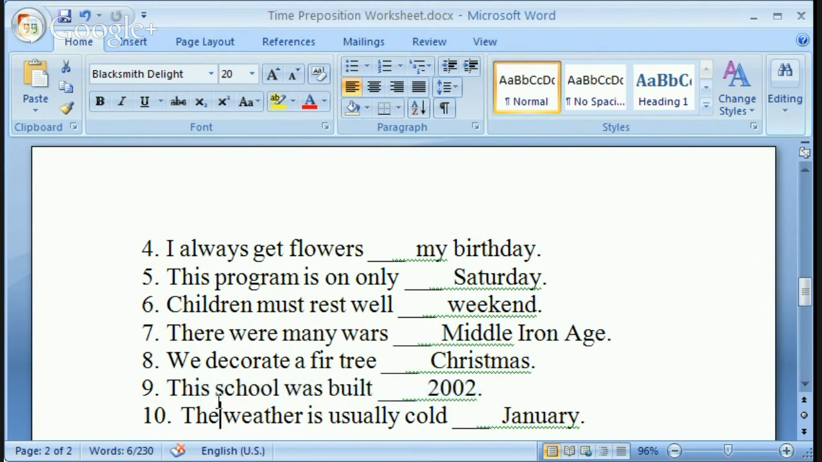And Javier, I caution you to be careful with adding an extra vowel sound in front of school. I know it's escuela in Spanish, but it's school. Be careful with words in English that start with S. Be careful not to add that extra E sound. School. And the date is 2002. This school was built in 2002.